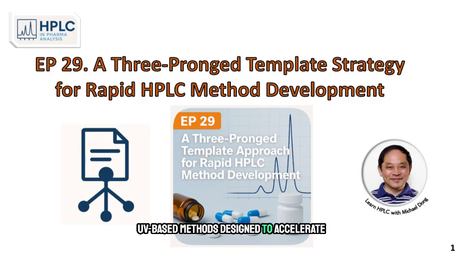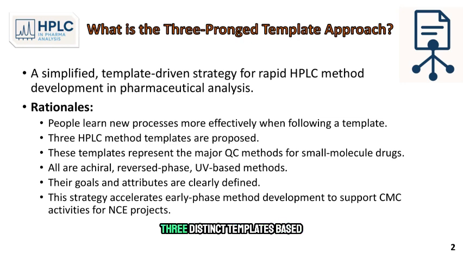These are achiral, reverse phase, UV-based methods designed to accelerate early phase method development and support CMC activities for NCE projects. Our strategy is categorized into 3 distinct templates based on complexity and purpose. First, the fast LC isocratic method used for potency and performance, which is considered very easy. Second, the generic broad gradient method, suited for high throughput screening or in-process control, which is relatively easy. Finally, the stability indicating method involving multi-segment gradients for ICH assays and impurity methods, which is the most challenging.